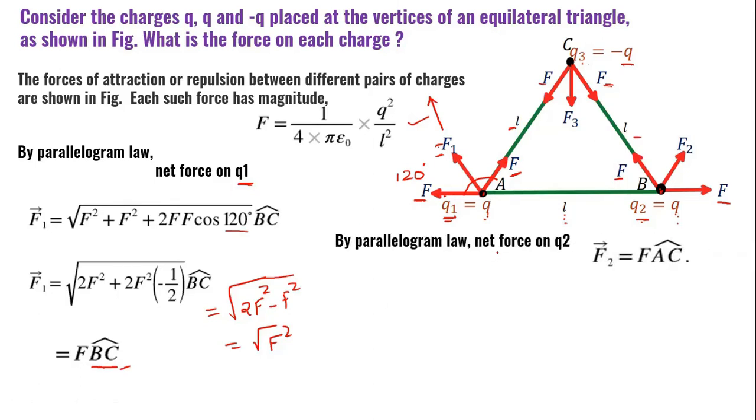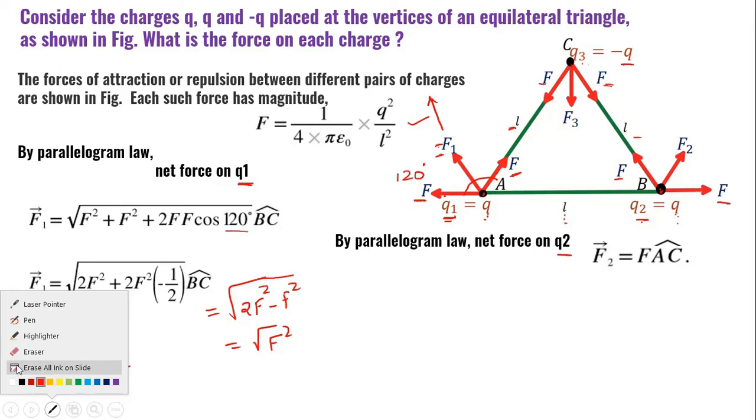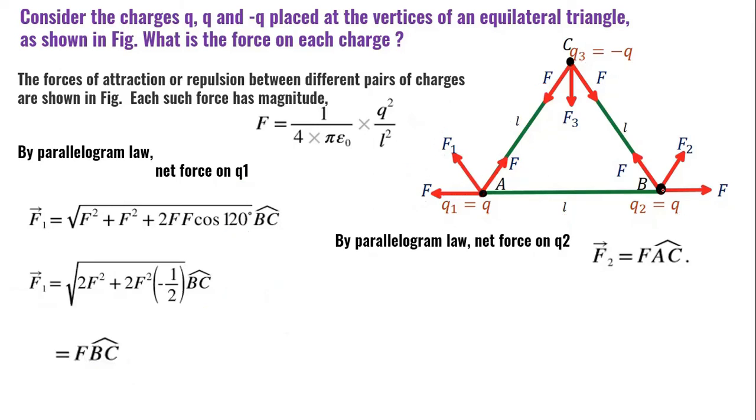Similarly, by parallelogram law, net force on Q2. Now let us see what is the net force on Q2. So the net force on Q2, we are finding, is under the action of one repulsive force, and another one is the attractive force, whose magnitude we have already given.